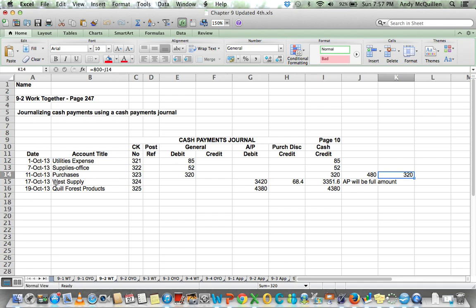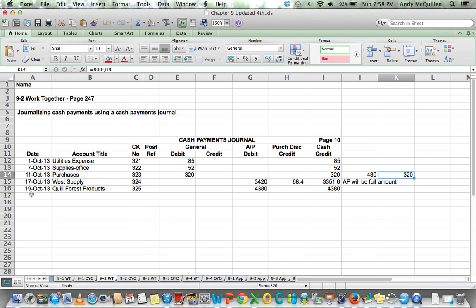So it's going to be West Supply. Accounts payable always is debited the full amount. And then purchases discount is the 2%. So we take 3420 times 2%. We subtract those two, and that's how we get our cash credit. Remember, we're paying our bill off.